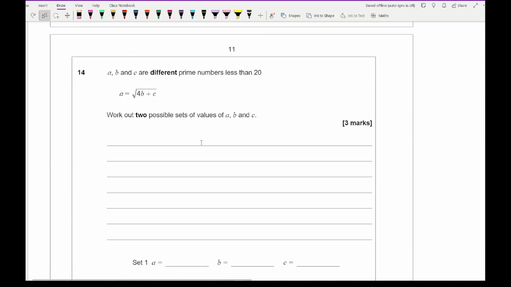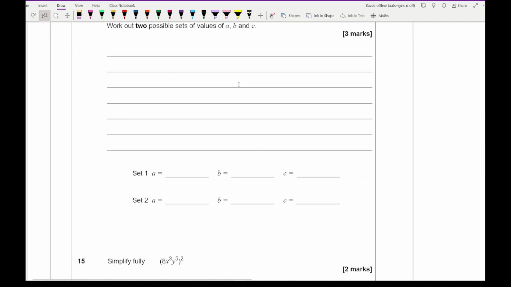Then with question 14, it says that a, b, c are different prime numbers less than 20, and the question's asking us to work out the two possible sets of a, b, and c. So remember that a, b and c are prime numbers and whole prime numbers, so we can't have decimals. And this is a bit of trial and error of working this out.